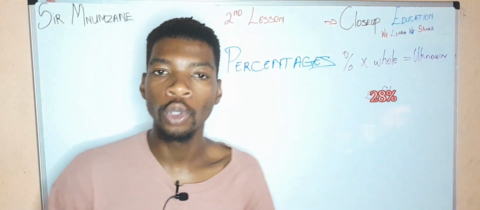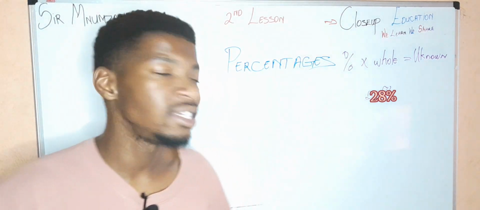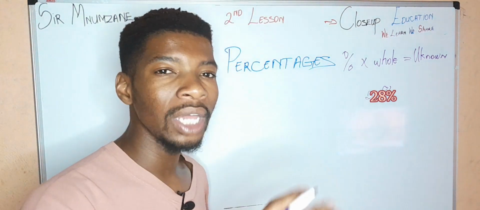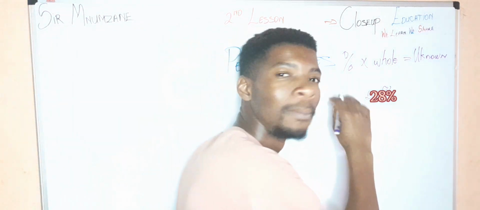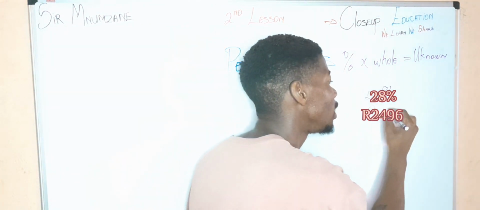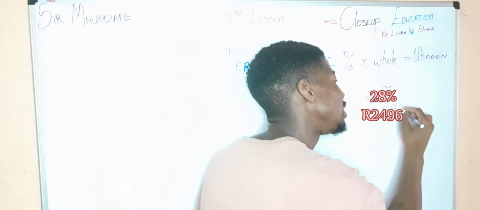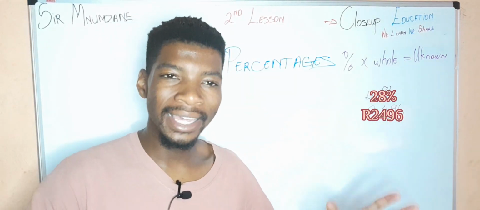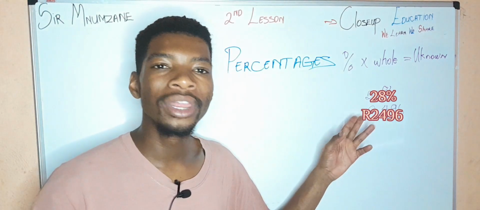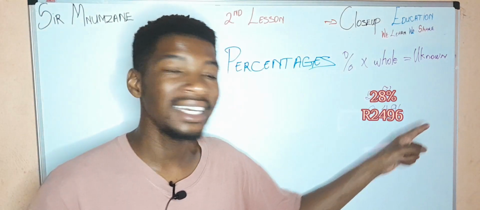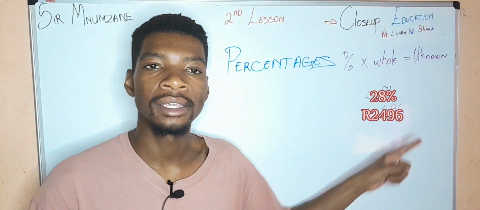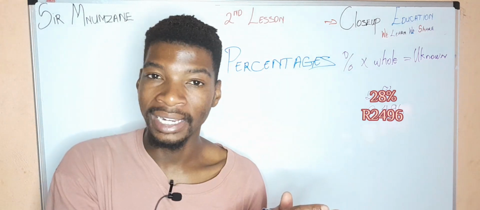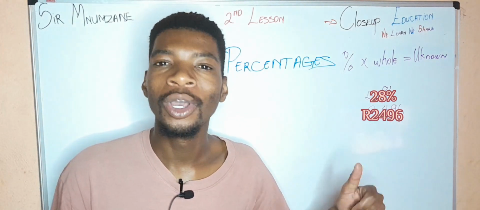Let's say the phone costs 2,496. We are trying to be as odd as possible. 2,496 is the most odd number. 2,496 sharp. Then the question is, what is the amount or the value of 28% in 2,496? How much will the discount be on that amount?